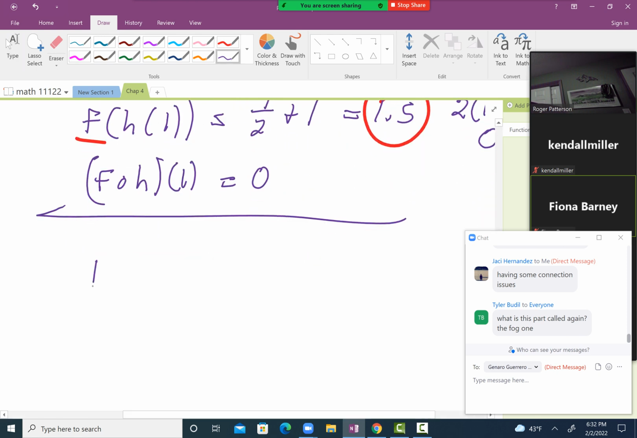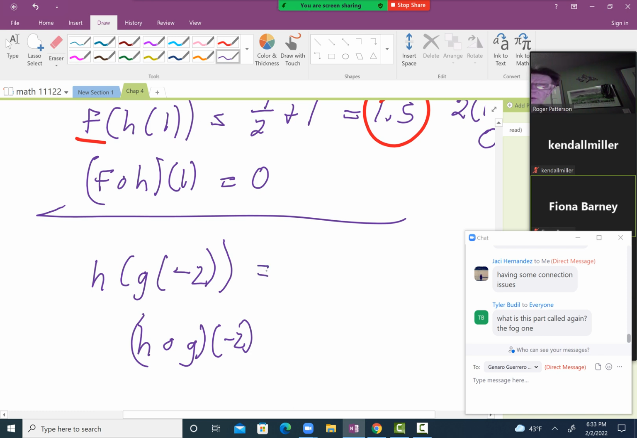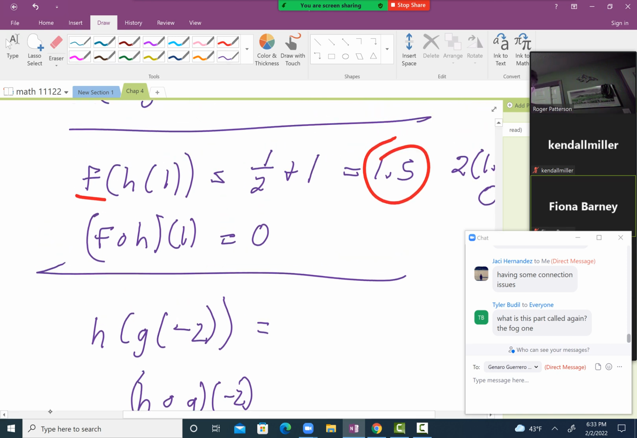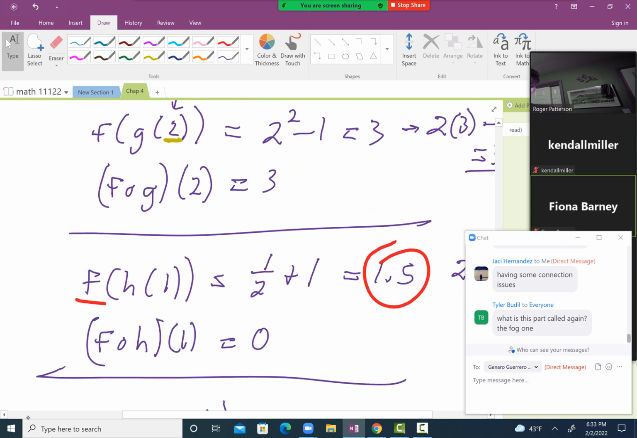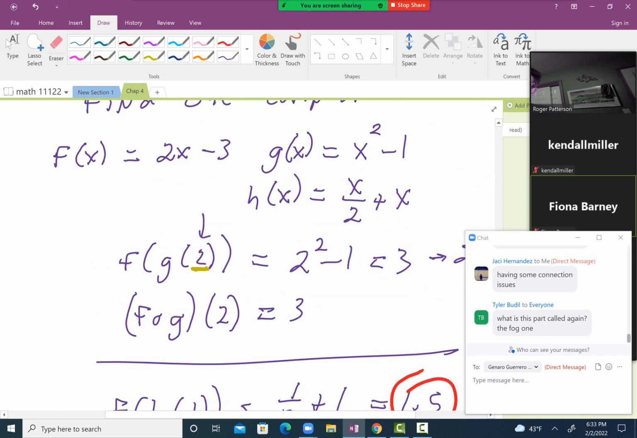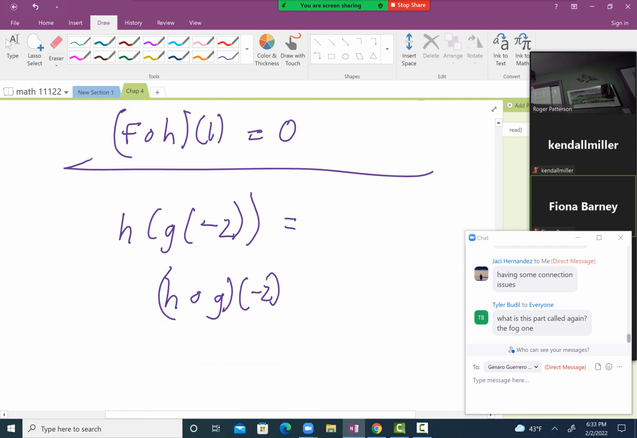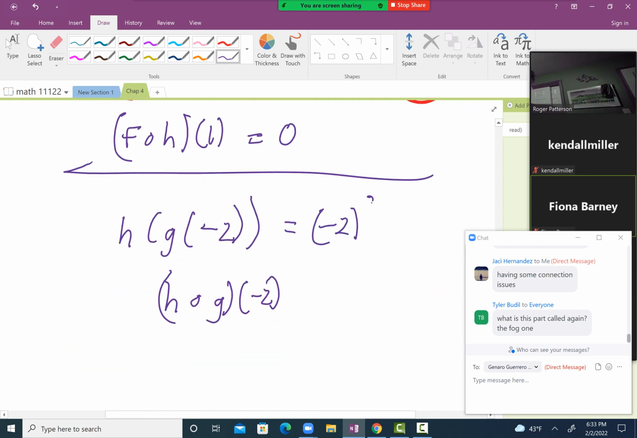So let's try an h of g of, let's do a negative 2 this time. So this would be h o g in parentheses of negative 2. All right, so here we go. Again, you start on the inside, always start on the inside. So you take g of negative 2. I'm going to take negative 2 and stick it into the g function. So I have to go up here and take a look at it. There it is, x squared minus 1. So I'm going to take negative 2 squared minus 1. Negative 2 squared is 4, minus 1 is 3.